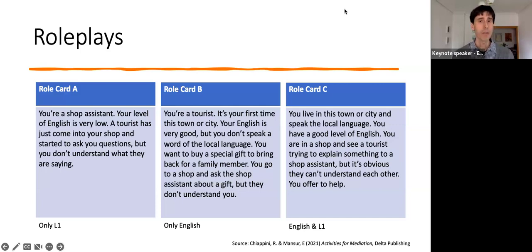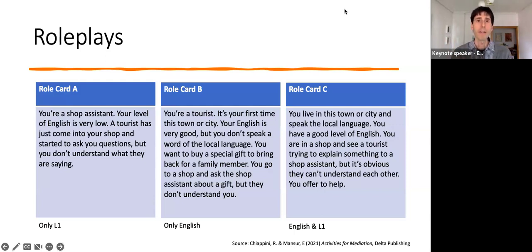In this particular role play, we're giving students this idea of overcoming a language barrier as a mediator. In this case, we'd have one student who is able to speak both English and their first language in the role play activity. Then we have one student who's pretending to only speak their first language, and another student who's pretending to only speak English during the role play.